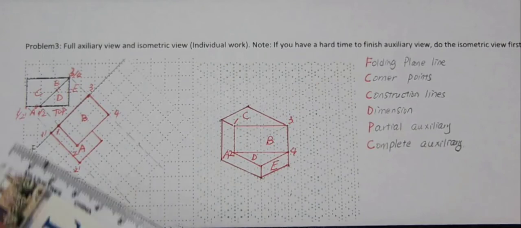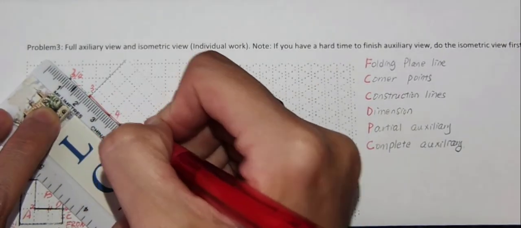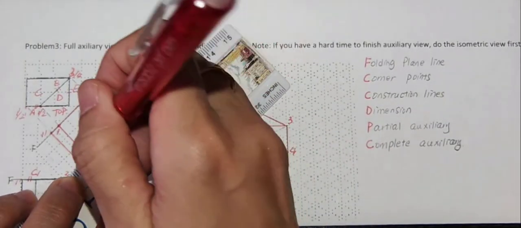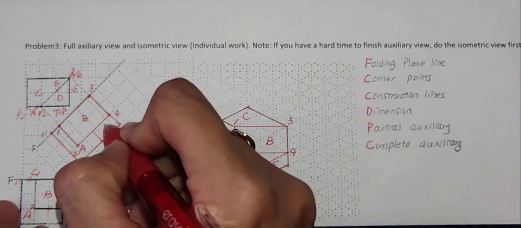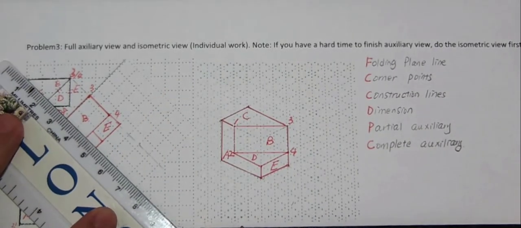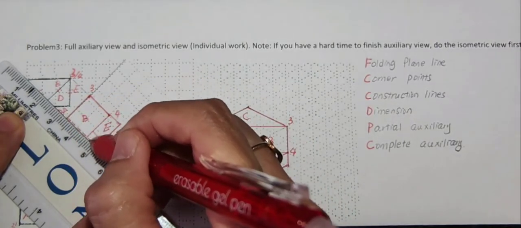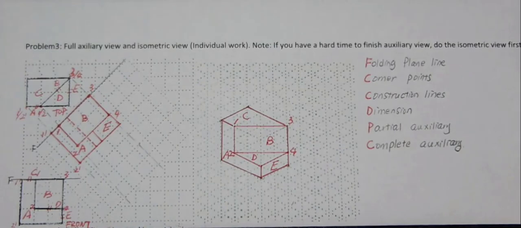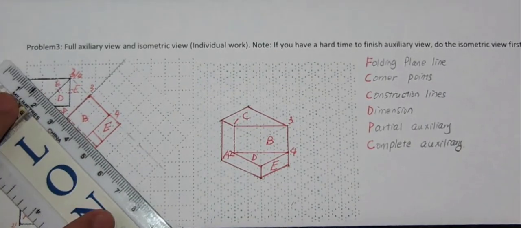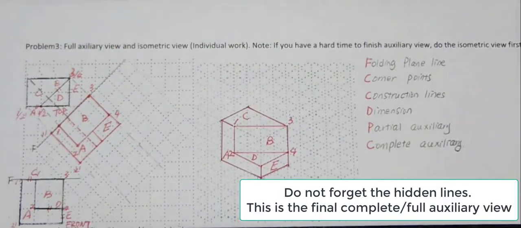If you take a look at the isometric view, you can see next to the surface A there is a surface E. So starting from this corner, we can continue to do the right angle projection to finish the surface E in the auxiliary view. Remember, in the complete auxiliary view, you have to show all kinds of lines. So from the last corner, we can do the right angle projection to see this hidden edge in the auxiliary view.